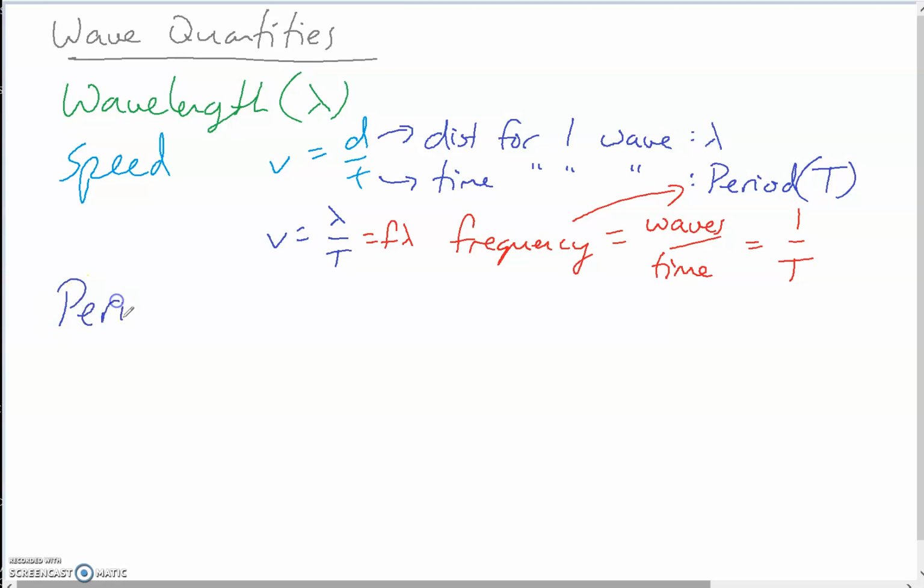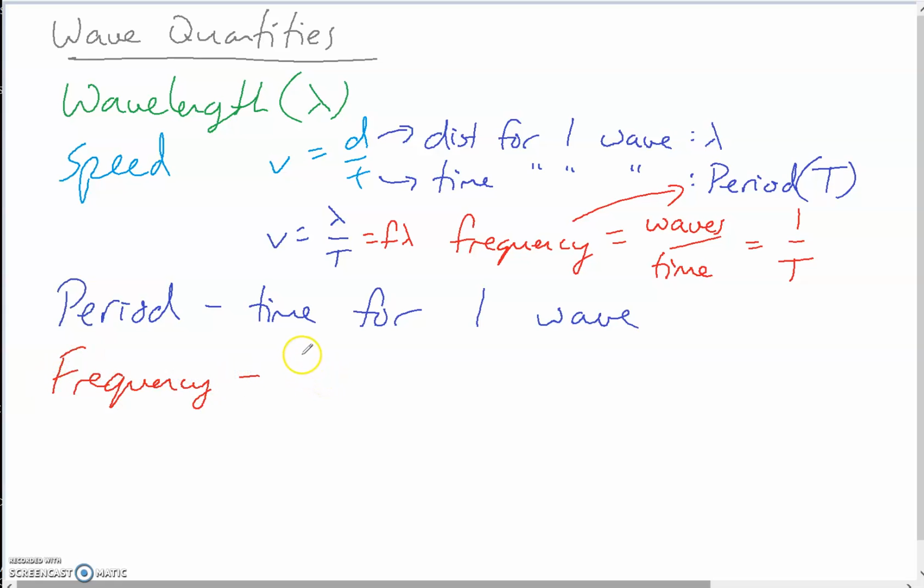We have what's called the period, and this is the time for one wave to occur. Then if we invert that, that is where we got our frequency from, and this is how many waves. It's not really per time per se, it's actually per second. So period is seconds per wave, and frequency is waves per second.